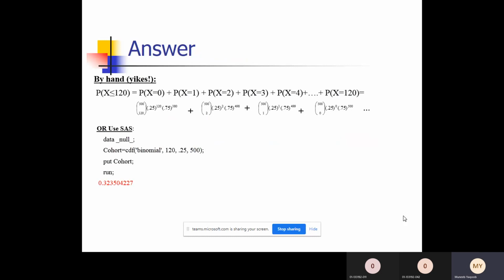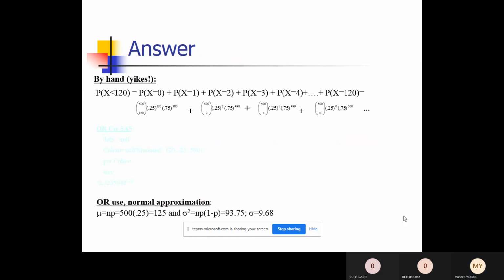Number one, we can program. We can write, suppose, a for loop for it. We will apply a counter, then apply the formula for X equals 0, X equals 1, till X reaches 120. Then we will terminate the loop and we will get the result as 0.323504227. But again, writing a program and executing it will take much time. So if we convert this binomial into a standard normal, we can give a single line answer.